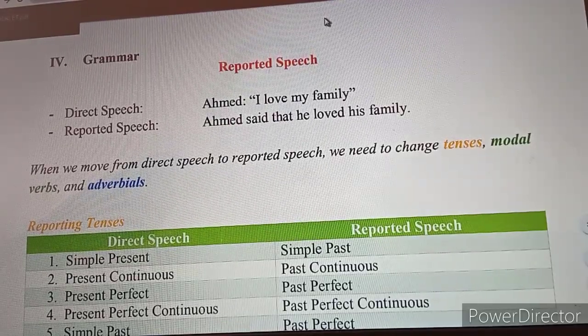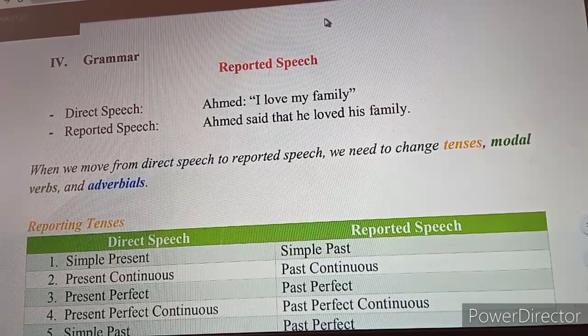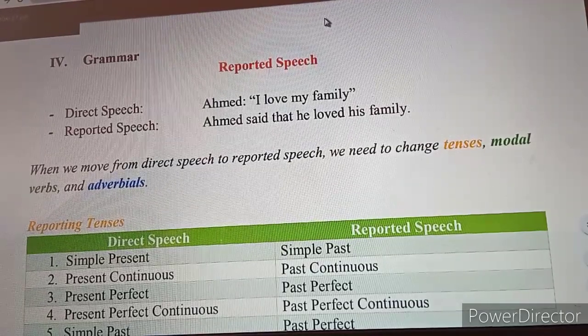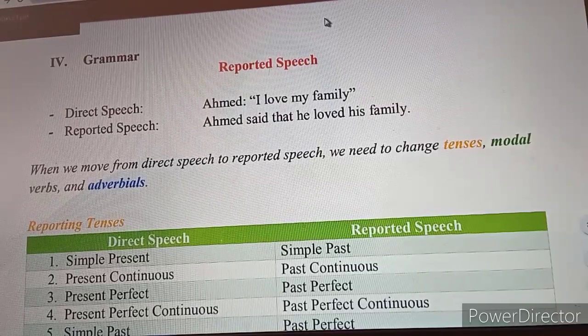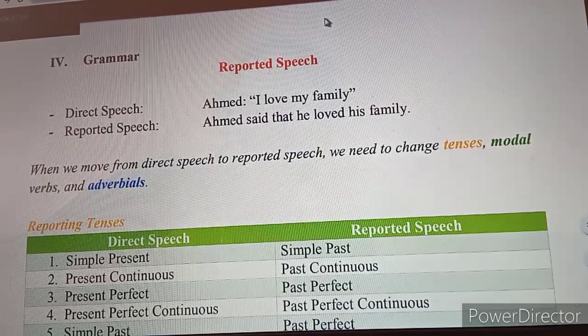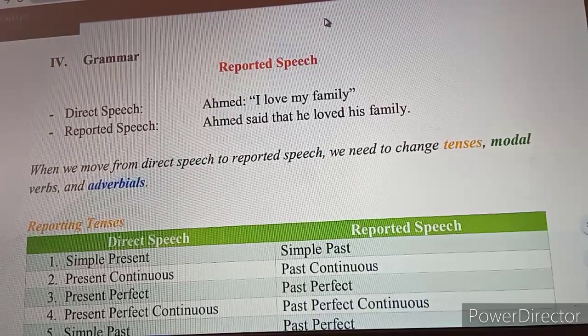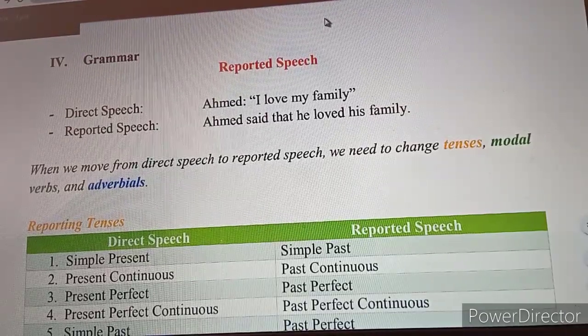So, reported speech, one of these lessons. That's why you have to pay attention and try to understand this lesson. Clear? So let's start. What does reported speech mean?